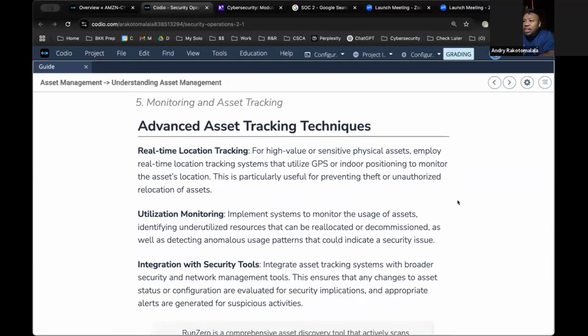Now, advanced asset tracking techniques. There are different advanced asset tracking techniques out there, such as real-time location tracking. What this does is it helps us understand where all of our assets are in real time. The easiest example of this is if you have an iPhone, well, then it tracks where all of your devices are at all times in real time. And this is important because then we can actively know if a device has been stolen or if it's in a location that we know it shouldn't be.